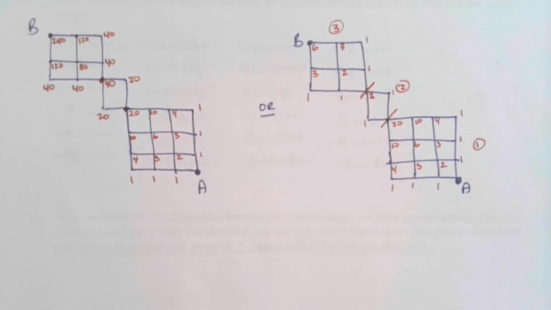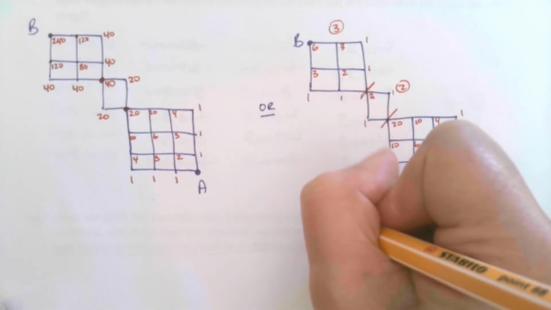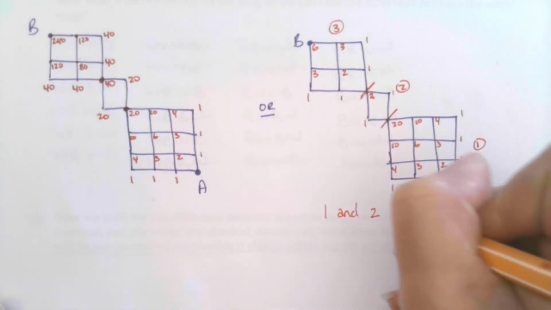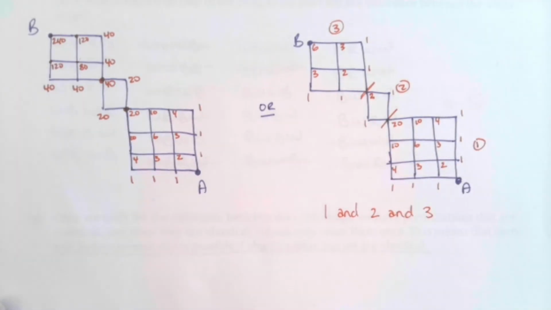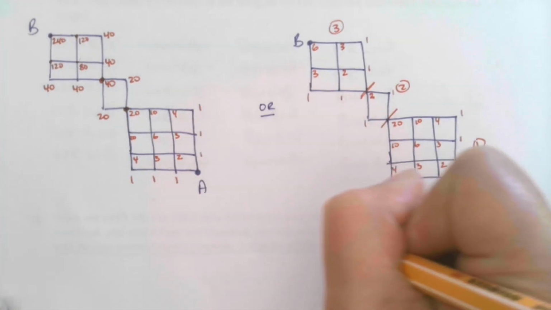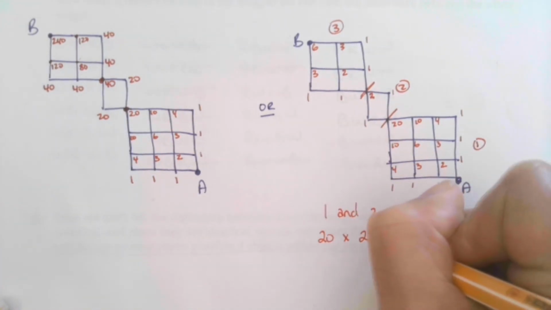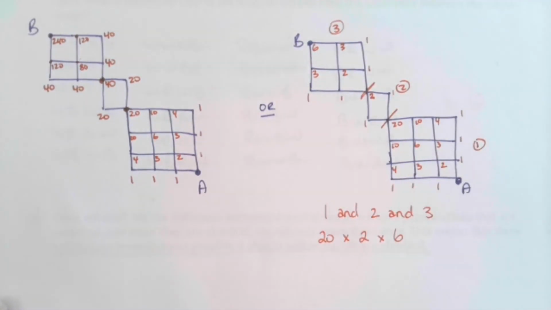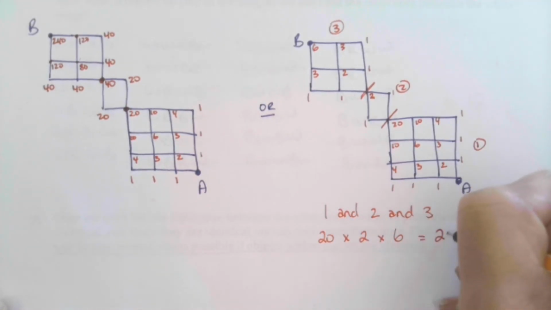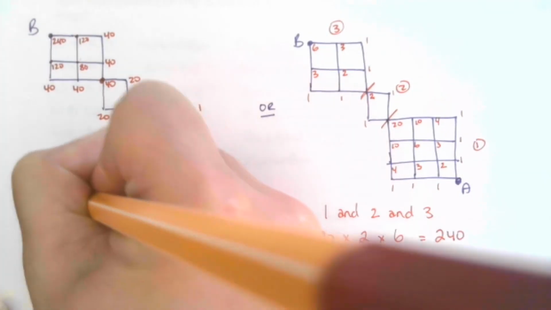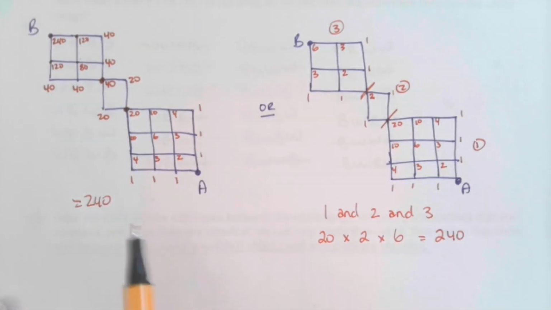And if we think of them as 3 separate things, we have to do section 1, and we have to go through section 2, and we have to go through section 3 in order to get from A to B. So there was 20 ways to do 1, there was 2 ways to do 2, and there were 6 ways to get through section 3. And if we do 20 times 2 times 6, we're still going to get 240. So you can think of it as all one thing, or you can think of it as separate sections, and then you're going to multiply them together in the end.